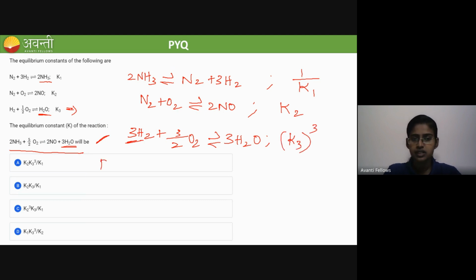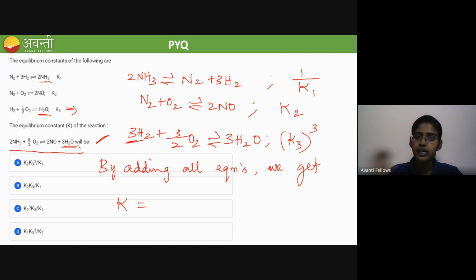Now what we can do? We can add all the 3 equations. By adding all the equations, we get this desired equation, and the K value for this is, just multiply everything. If I add equations, I have to multiply the equilibrium constants. That is what we have studied under the properties of equilibrium constant, right? If I'm adding 2 equations, then I have to multiply the equilibrium constants. Now I am going to add all the 3. If I add all these 3, I will get this equation.